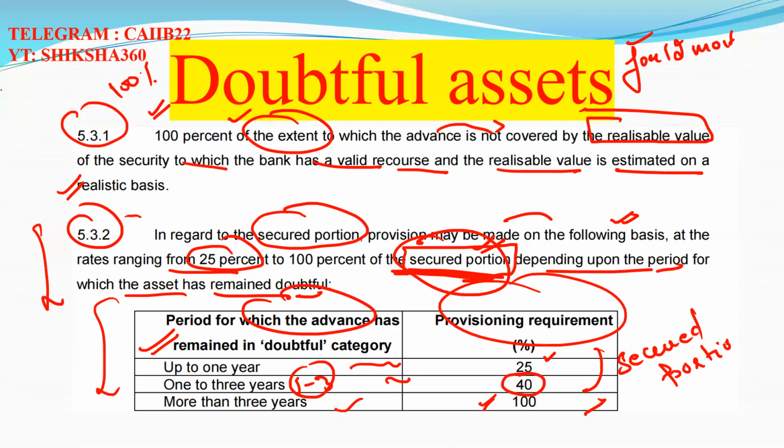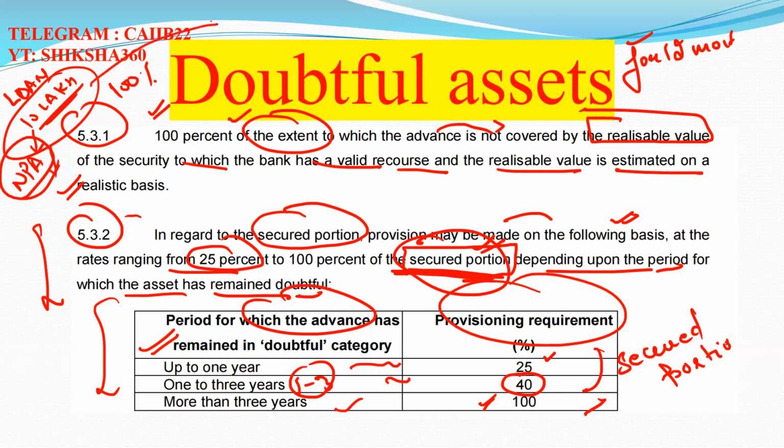So what is the meaning of provisioning? Like if you are giving a loan of 10 lakh and the person remains in the doubtful category. The loan is secured by the property and the person becomes NPA, which means that the loan is not paid. It is in the doubtful category for 1 to 3 years, say for 2 years. So how much provisioning? The bank has to take from its profit and loss account 40% of the value. 40% of 10 lakh, that is 4 lakh. That is provisioning.